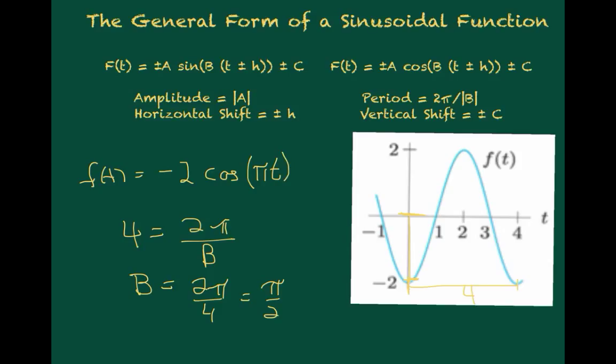So I'm going to just close my parentheses, and in this case, since the center of my curve is right along the t-axis, there hasn't been any vertical shift, so I don't have any c to deal with. So my final equation is going to be f of t equals -2 cosine of pi over 2 t.